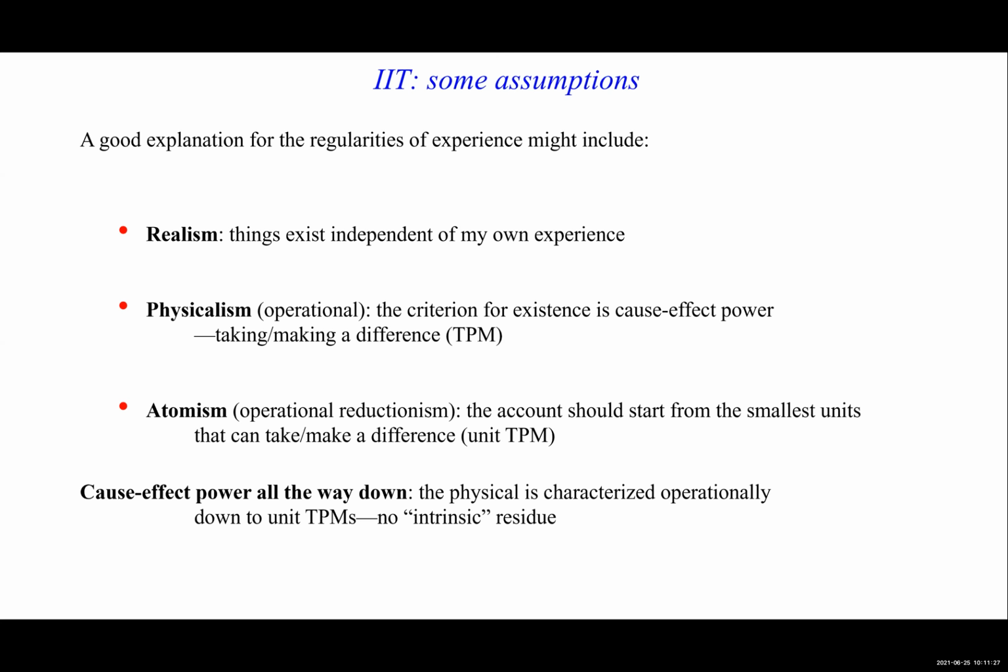Above all, physicalism in an operational sense. The criterion for existence is cause-effect power, taking and making a difference. And that can be embodied essentially operationally in a transition probability matrix. You take something, you check whether it takes or makes a difference. That's the essence of what physical means. And ideally, we go down to the smallest units that we can accurately observe and manipulate operationally, the unit transition probability matrix, simply because if you go down to the smallest units, then in principle, you don't leave anything out. IIT, importantly, does not assume any intrinsic residue. It's ideally fully operational. Everything is cause-effect power all the way down.